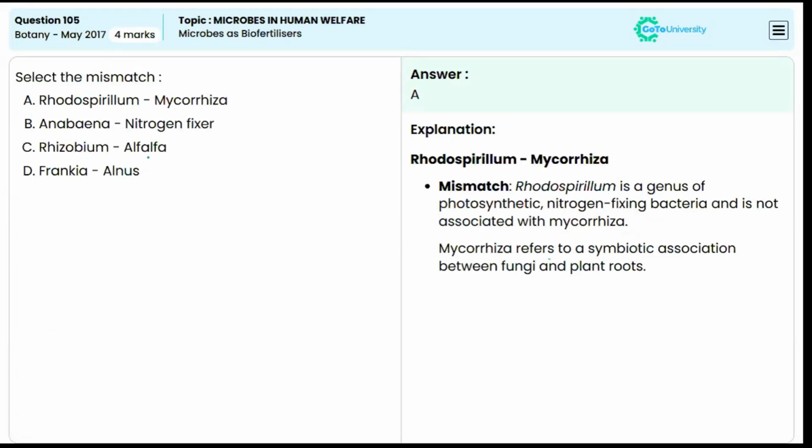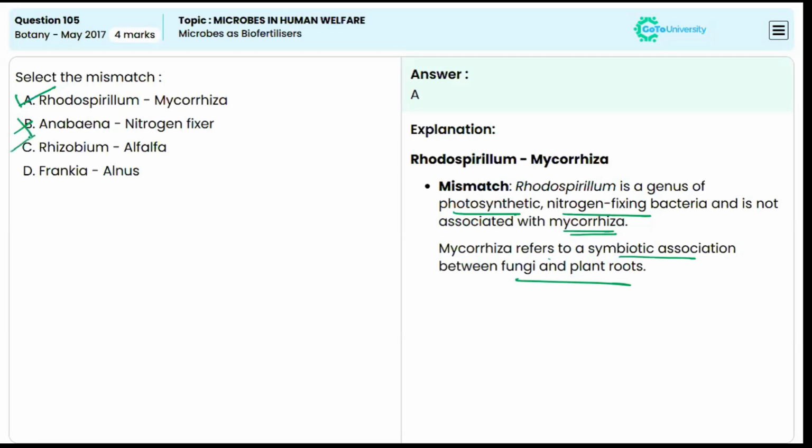Now select the mismatch. In the options we have Rhodospirillum, mycorrhiza. Rhodospirillum is a photosynthetic nitrogen fixing bacteria which is not associated with mycorrhiza. And mycorrhiza is a fungal plant root symbiosis, that is a symbiotic association between fungi and plant roots. So the correct answer is option A, which is a mismatch. Whereas Anabaena is a cyanobacterium that fixes atmospheric nitrogen in symbiosis with plants like Azolla. So it is an incorrect answer.